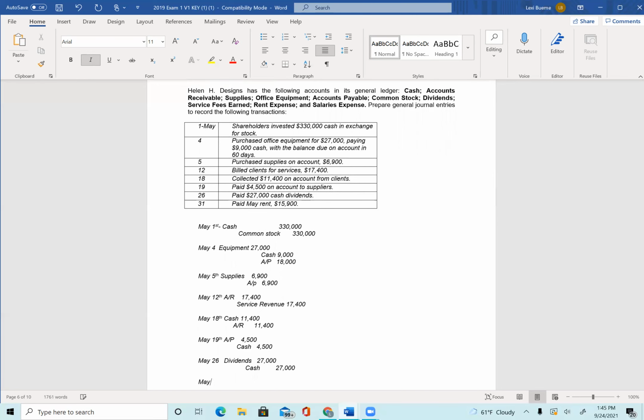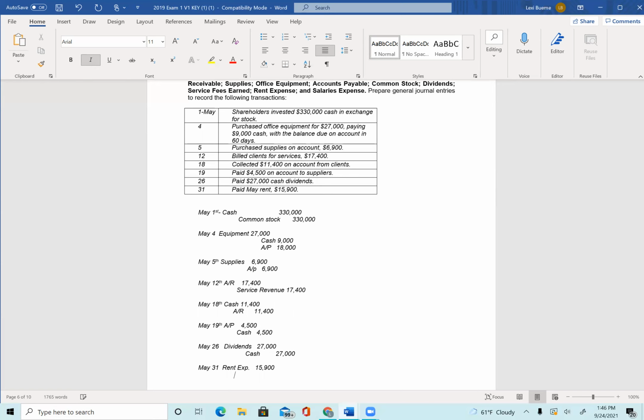All right, last one, May 31st, paid May rent of 5,900. Since you paid the rent in cash, it's going to be an expense on our account. So we're going to debit rent expense for 5,900 and then credit cash. All right, perfect.